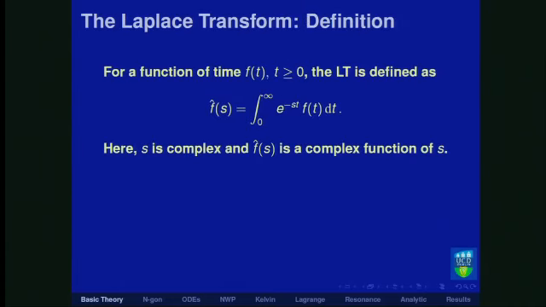You have a function of time. You multiply by a kernel here, integrate from here to eternity, and then you get a function of a new variable s, which is a complex variable. So we will be operating in the complex s plane.